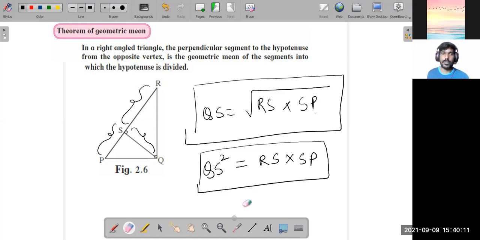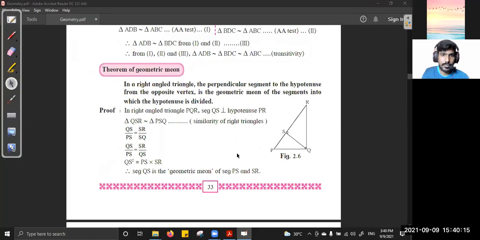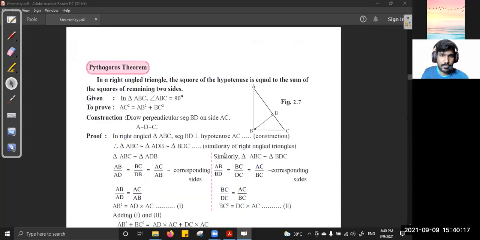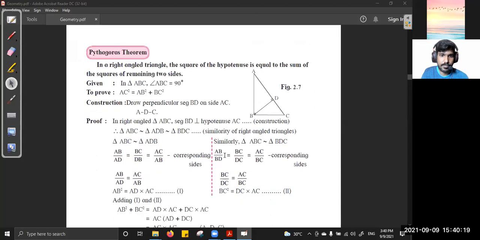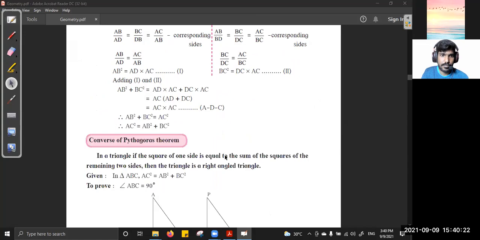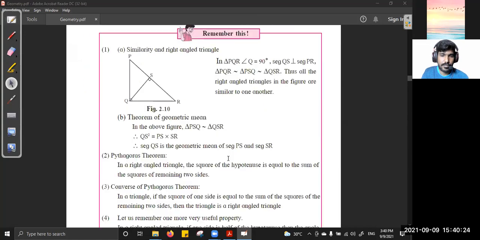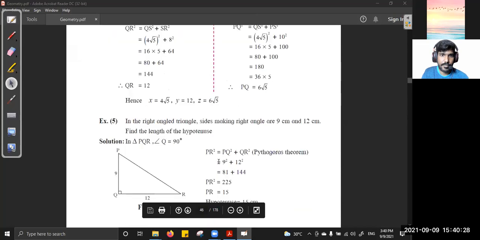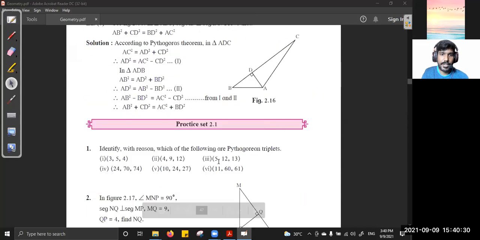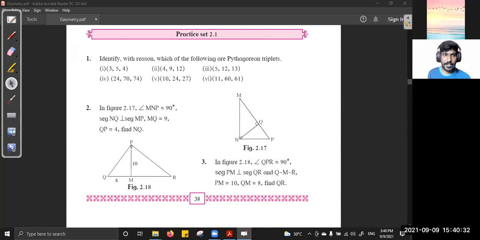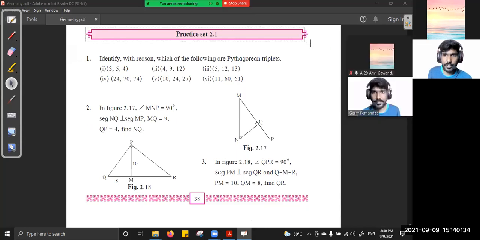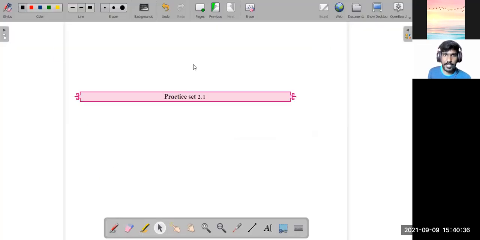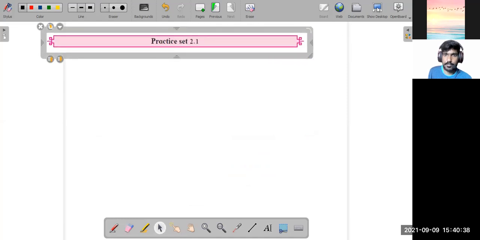Okay. So we can do the next sum now. Practice set 2.1, we can do it because it is based on the geometric mean theorem.